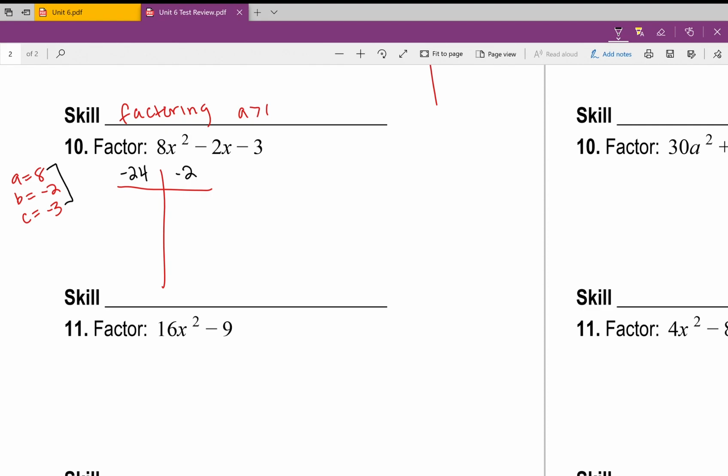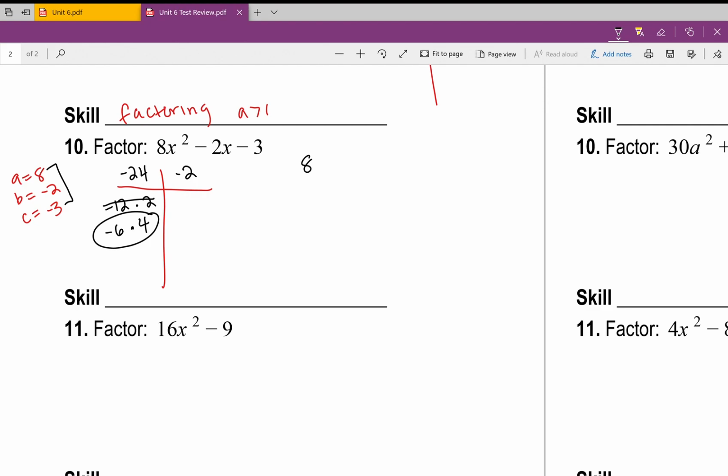Let's see, it would have to be negative 12 times 2. Because actually it wouldn't be that one because that would be negative 10. So it's not that one. Let's see, we have 8 and 3, that won't work. Let's see. Oh, negative 6 times 4. This one will work because negative 6 plus 4 is negative 2.